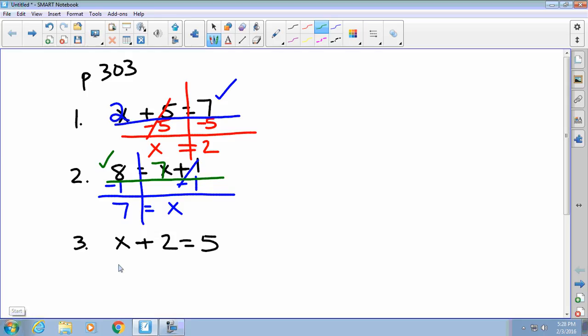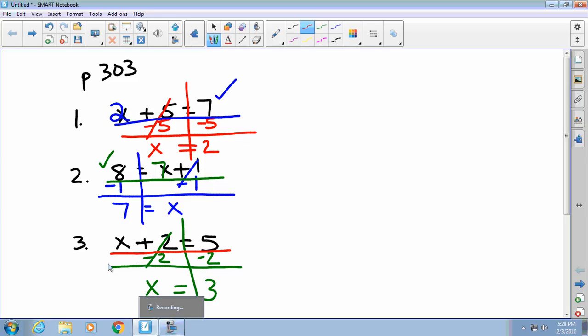Okay, last one, x plus 2 equals 5. I need to make my lines. If they're adding 2, I need to subtract 2. My 2's cancel off. I am left with my x. And if I subtract 2 on one side, I must subtract 2 on the other side. 5 minus 2 is 3. My answer is x equals 3. I do want to go back and check my work. Here's my original problem, x plus 2 equals 5, and then I plug the 3 in over the x. 3 plus 2 equals 5.